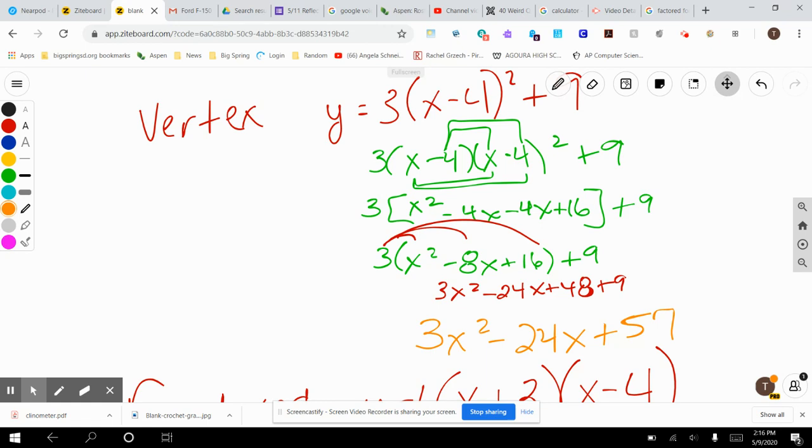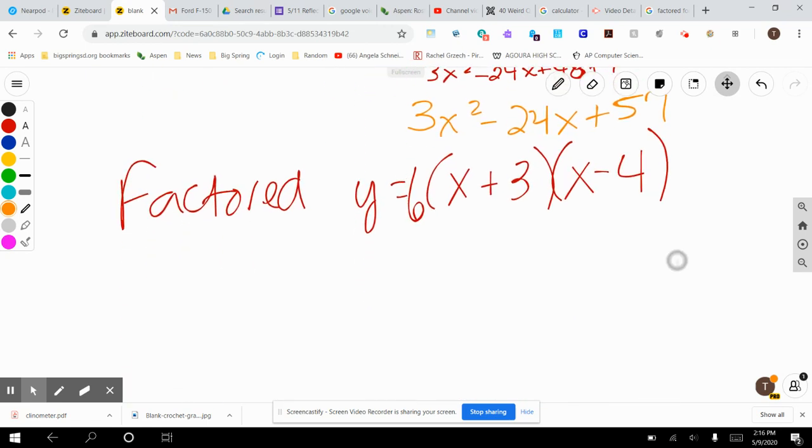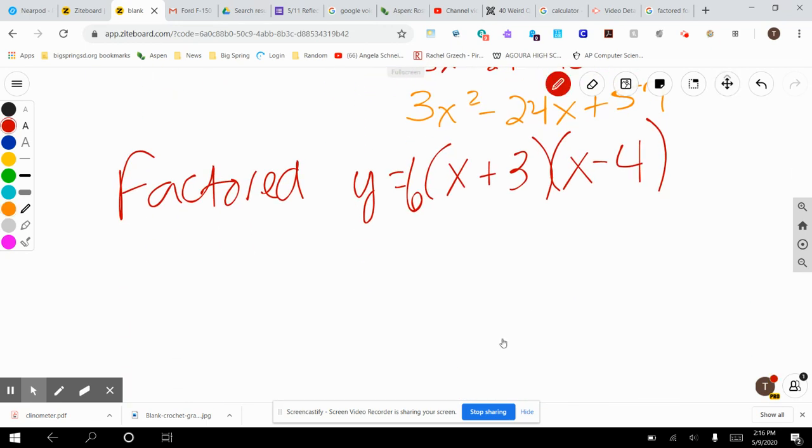Okay. Second thing, factored form looks like this. So multiplication can be done in any order you want. That's basically all this is, just multiplying and multiplying. So if I wanted to, I could make this 6x plus 18 first, and then I could FOIL.